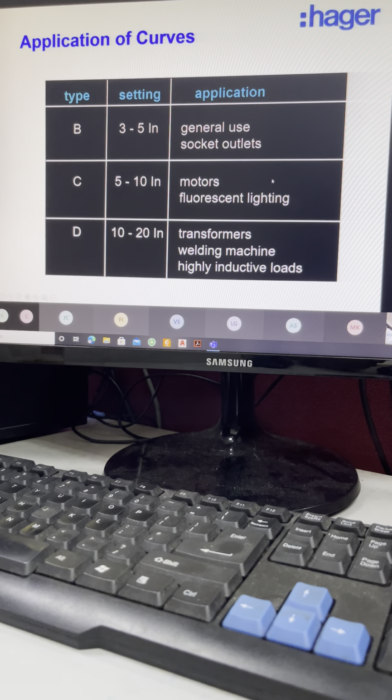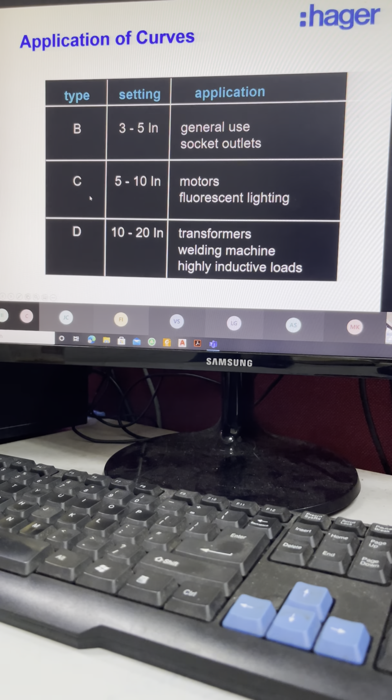Whereas Type C is okay to be used for anything other than sockets, for example lighting, fans, aircon. And Type D is specific for high inductive or high capacitive switching: transformers, welding machines, and all other high inductive and high capacitive switching. Even stadium spotlights using sodium vapor technology have a very high starting current. It's good to use Type D.